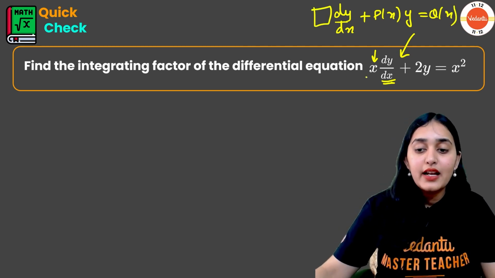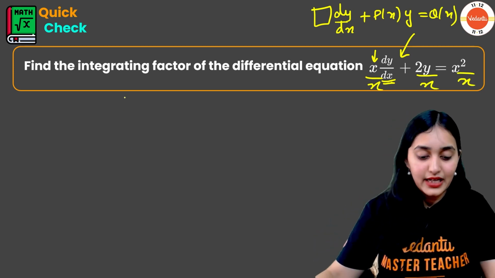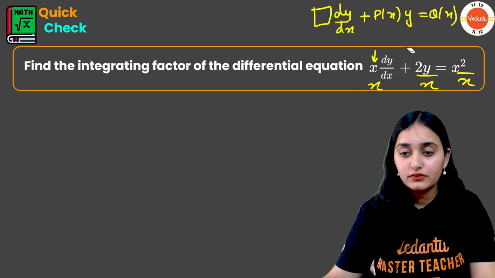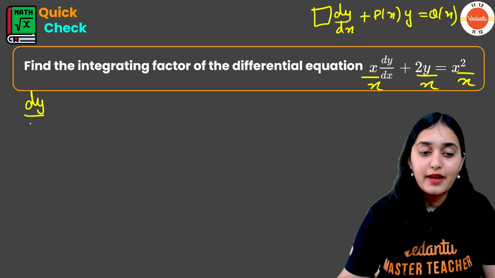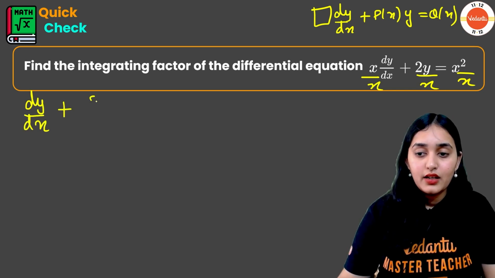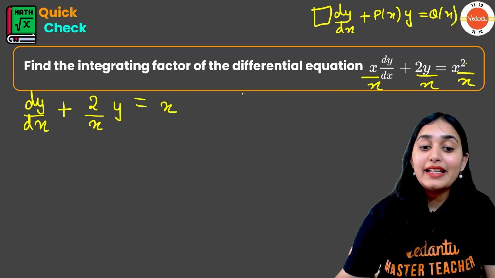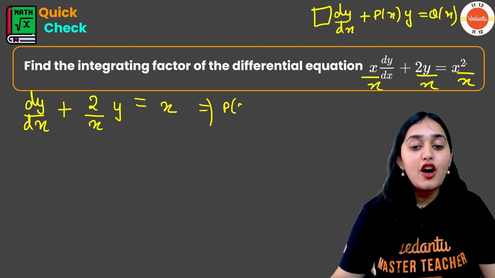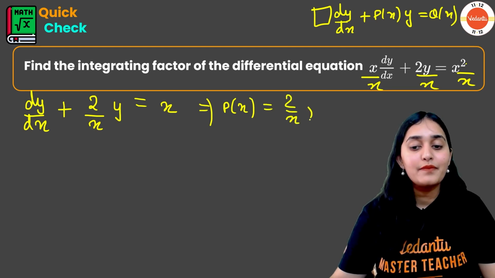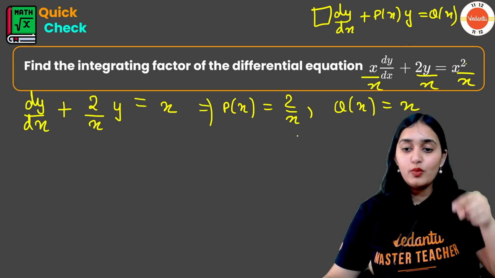So what we can do is divide by x. Divide the entire equation by x, right? We can do that. So here we will just divide the entire equation by x. So we have dy by dx plus 2 by x into y is equal to x, because x square by x is x. Now it is in standard form. This implies that p of x is 2 by x and q of x is x. Right? What is p? 2 by x. What is q? X.